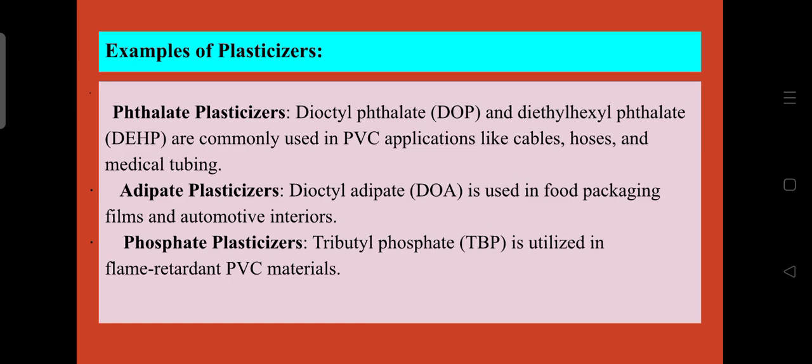And the second one are adipate plasticizers. An example is dioctyl adipate, which is used in food packaging mainly. And phosphate plasticizers, that is TBP, tributyl phosphate, which is useful in the flame retardant materials of PVC.